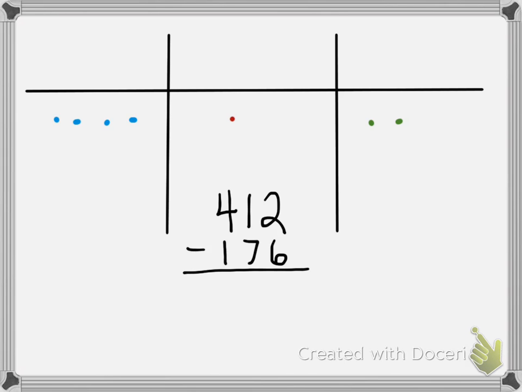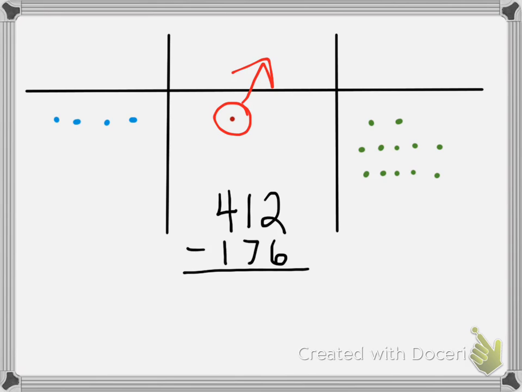Well, we do have a 10 over here. So we are going to exchange. We're going to trade in, I'm just going to draw a little arrow to show you that I'm trading it in. We're going to trade in that 10 for 10 ones because 1 ten is equal to 10 ones. They're both worth the same. So now we have enough ones to take away 6.